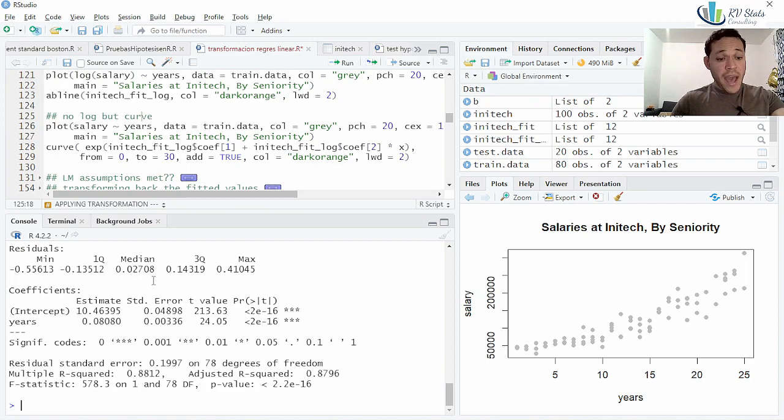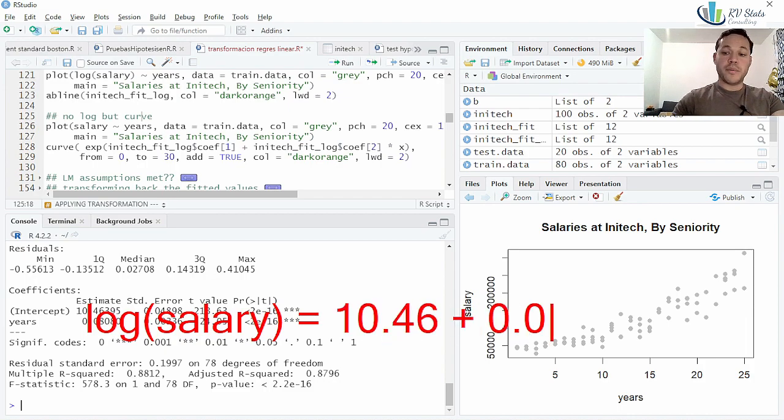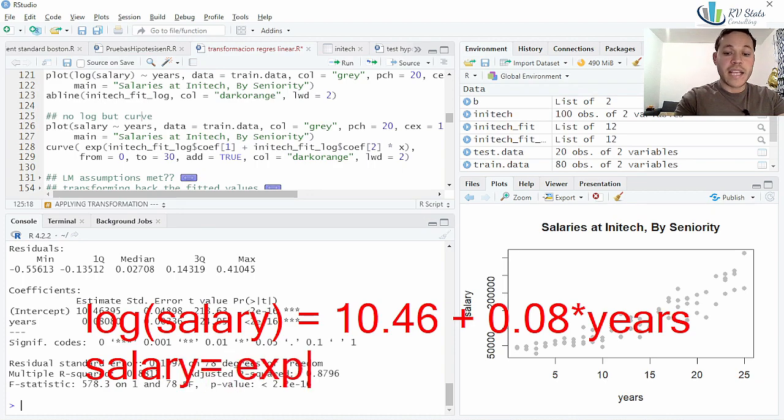Well, if I want to find salary, I'm not going to find salary directly, because that's our model, how it was built. It was going to be 10.46 plus 0.08 times years. That means given certain years, I can find the salary, but actually the log of the salary. And because I want to find salary in the original units, I have to say salary is going to be the exponential of all of this, 10.46 and so on. Okay? And that's what is written right here.